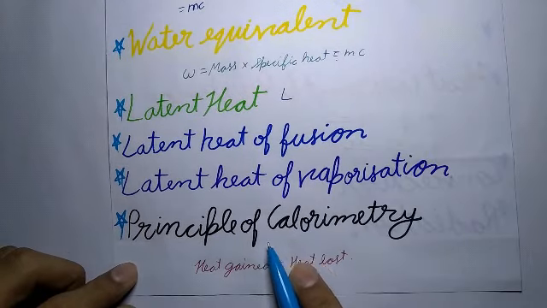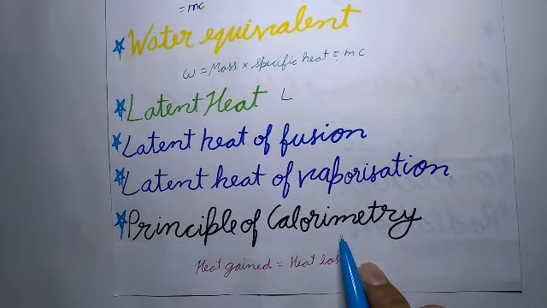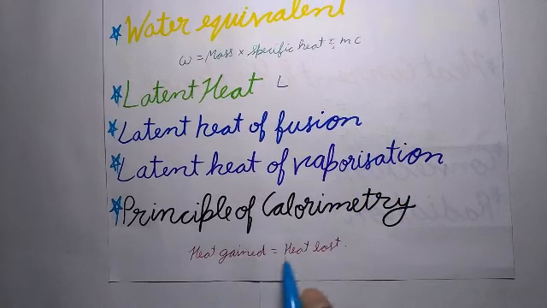Next is the principle of calorimetry. When two bodies at different temperatures are placed in contact with each other, the heat lost by the hot body is equal to the heat gained by the cool body. This principle of calorimetry is also known as the principle of mixtures. So heat gain will be equal to heat lost.